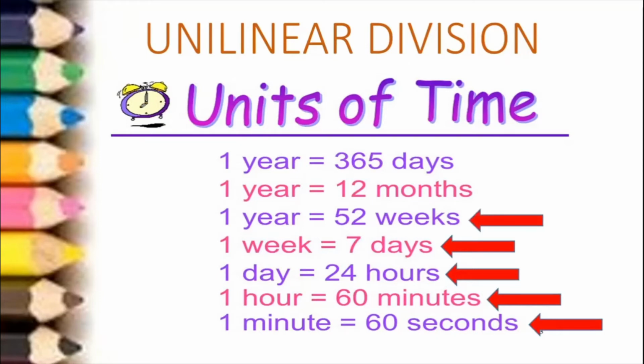52 weeks put together is 1 year. Now for the year, you can measure a year not only in weeks and days, but you can also measure a year in months, as we know, isn't it? So 1 year is 52 weeks, we can say. It is also equal to 12 months, alright? Or we can also say it is equal to 365 days.